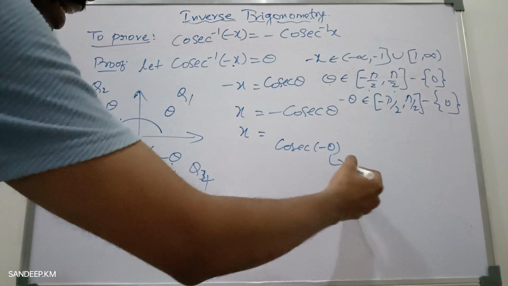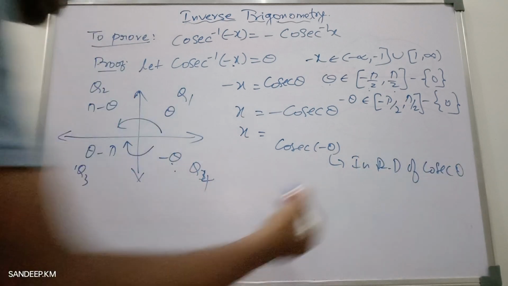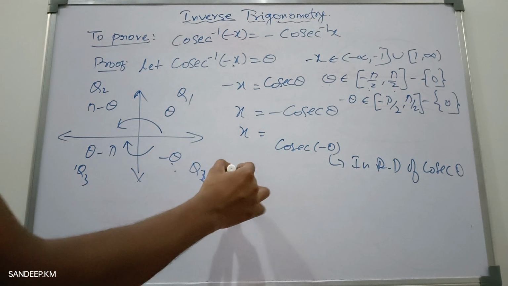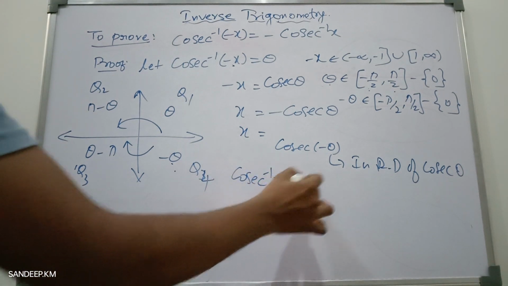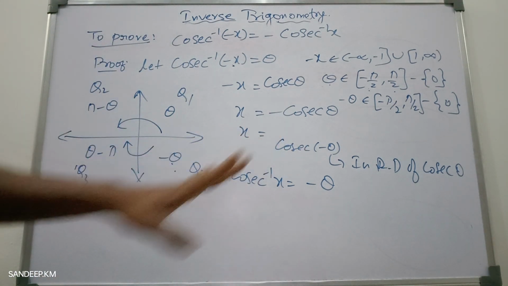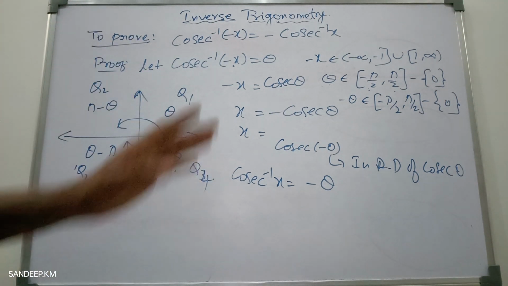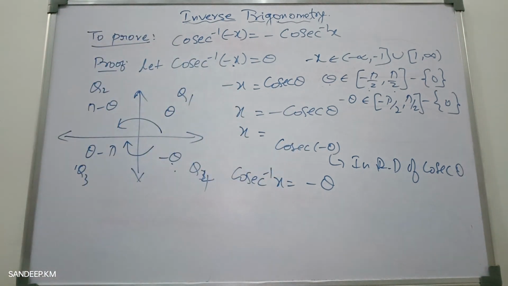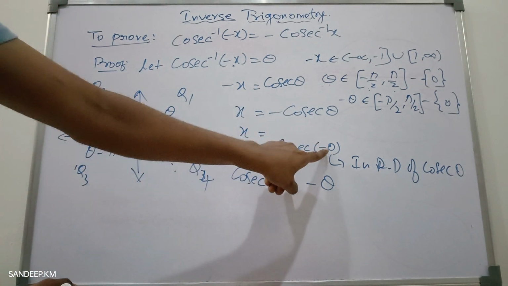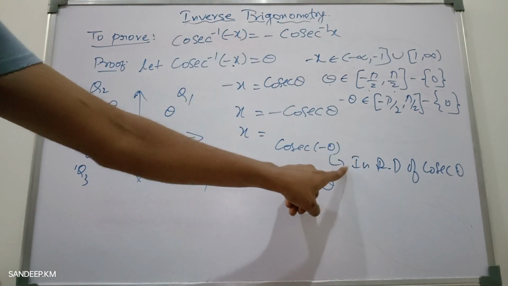Now minus theta is in the restricted domain of cosec theta. Since minus theta is in the restricted domain of cosec theta, cosec will fly to this side. What happens? Cosec inverse x is equal to minus theta. But actually what is happening is that I apply cosec inverse on both sides and then use theorem number 2. Instead of using theorem number 2, I am saying this directly. Cosec flies to the left side and becomes cosec inverse only because minus theta is in the restricted domain of cosec theta. If minus theta is not in the restricted domain, this cannot fly.